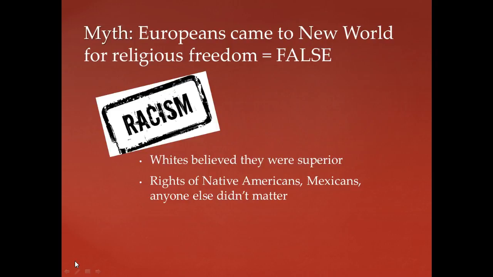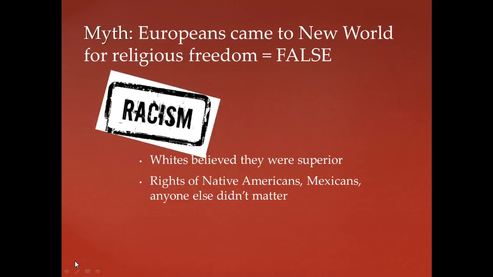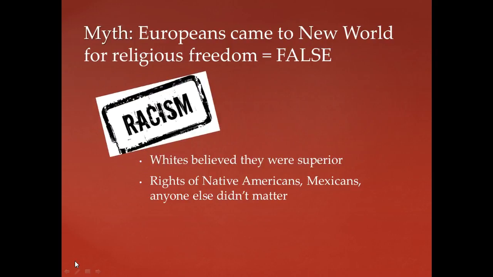Of course, this was all rooted in racism, because of the belief that whites were the best race, superior to the Indians and to the Mexicans, who had already settled from sea to shining sea. But their possession of the land and governments and way of life meant nothing, because it was in the way of white progress.